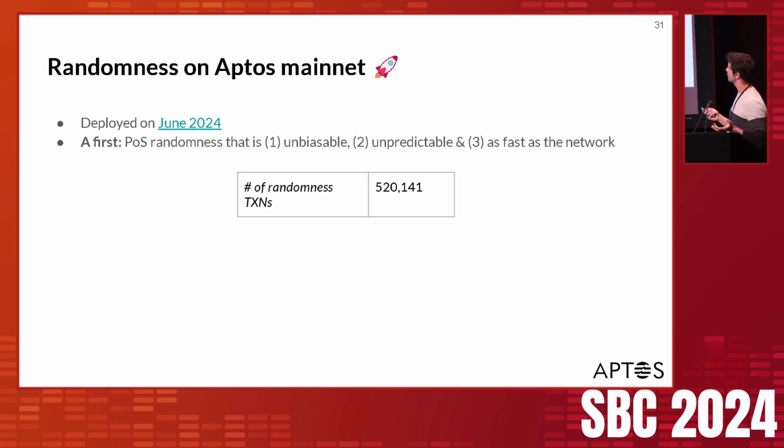So since we deployed this, we've seen 500,000 transactions that call this randomness API. And our DKG lasts about 20 seconds. So every time the validator set changes, we start a DKG. The old validators are dealing a secret to the new validators, and that lasts 20 seconds.